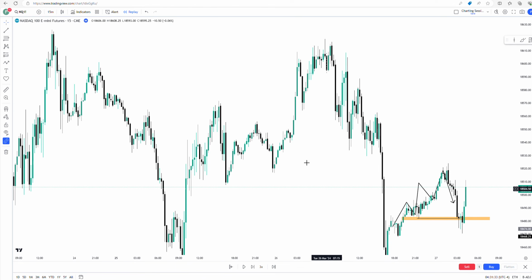So where's the next day? Here we are. Is this fitting the model? No, it's not. Why isn't it? Because yes, you raided liquidity here, right? But look at the session, 2:33. We just absolutely pumped the upside.